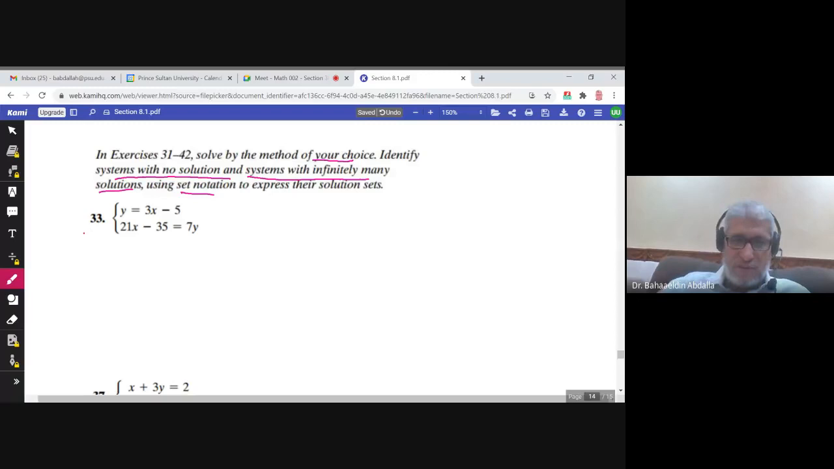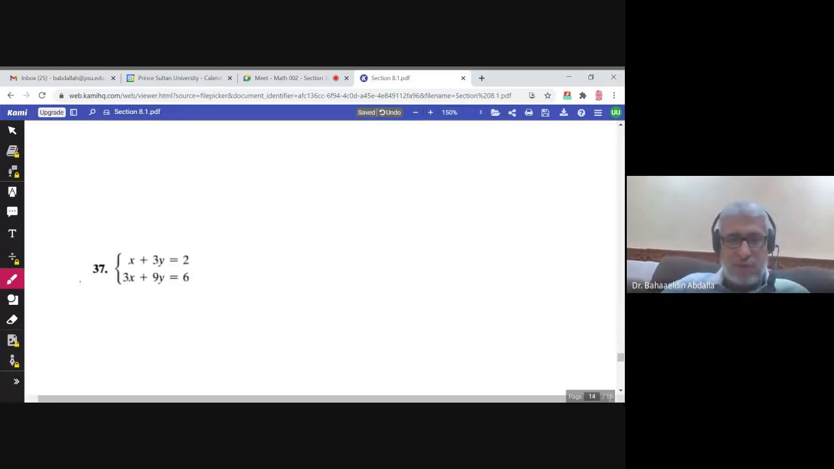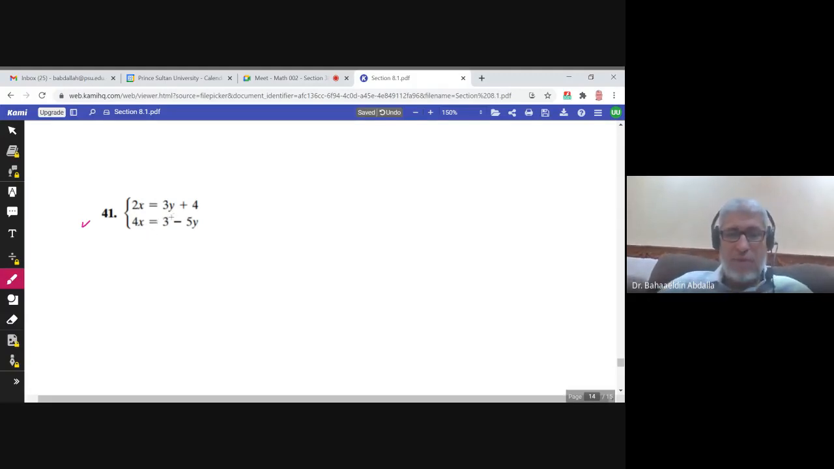I will leave this for you. Let us do this one. Or I will leave this for you too, and let me do 41. Somehow I think it's harder, or maybe it is not. I will solve it like this. I will multiply the first equation by 2. So I will get 4x equals 3y plus 4. And the second equation, 4x equals 3 minus 5y. Now, since both equal 4x, I can say that 3y plus 4 equals 3 minus 5y.